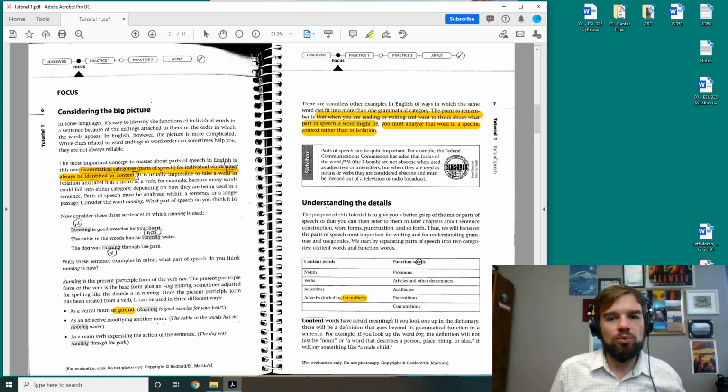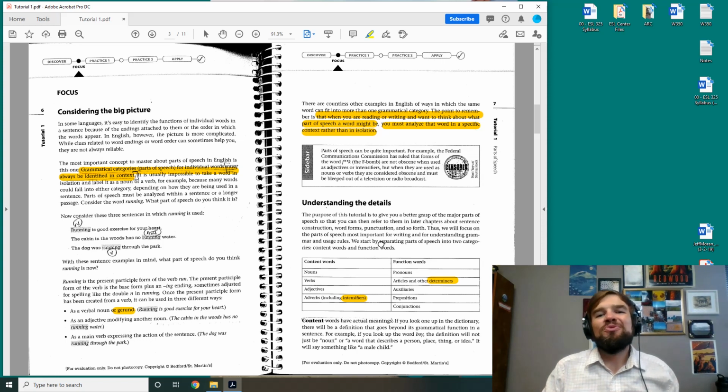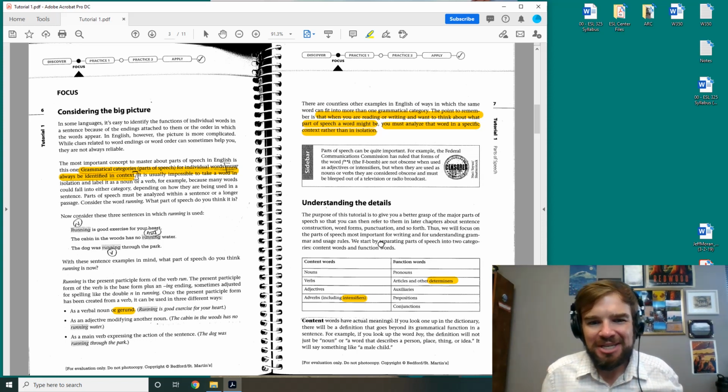And then we have function words. Function words are pronouns, articles, and other determiners, another word that might be new for you all. Auxiliaries, prepositions, conjunctions. Now, okay, Jeff, Professor Ferris, what's going on? Content word, function word. I thought this was a grammar class. We were just going to study verb tenses. I promise it'll make sense.